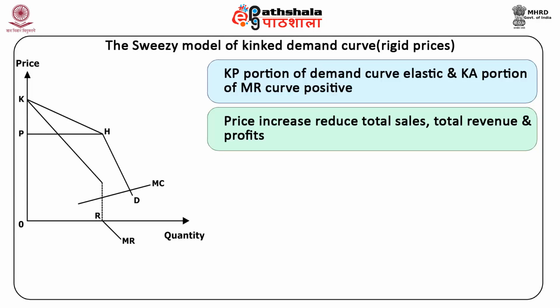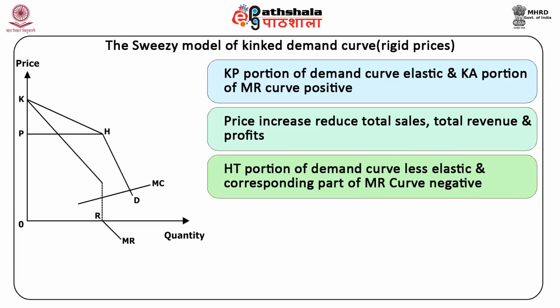On the other hand, if the seller reduces the price of the product below OP, then his rivals will also reduce their prices. So, the HT portion of his demand curve is less elastic and the corresponding part of the MR curve below R is negative.